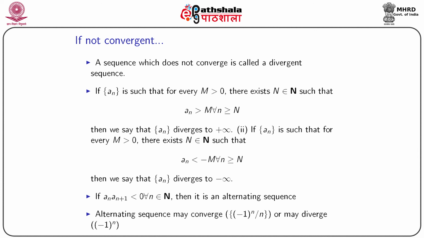We can have another type of sequence called an alternating sequence. Whenever you take the product of two successive terms and it is negative, so a1 times a2 will be negative. That means if a1 is positive, a2 will be negative, or if a1 is negative, then a2 will be positive. So if the product of two successive terms is negative, we say it is an alternating sequence. An alternating sequence may converge or may diverge. If you consider (minus 1) to the power n over n, it will be a convergent sequence. But if you take (minus 1) to the power n, it will be a divergent sequence.